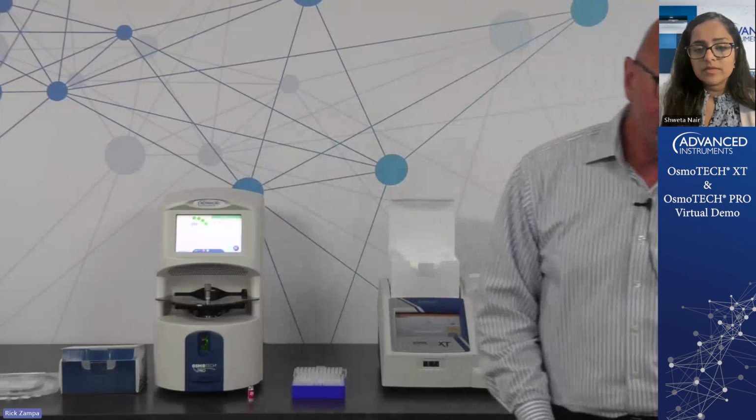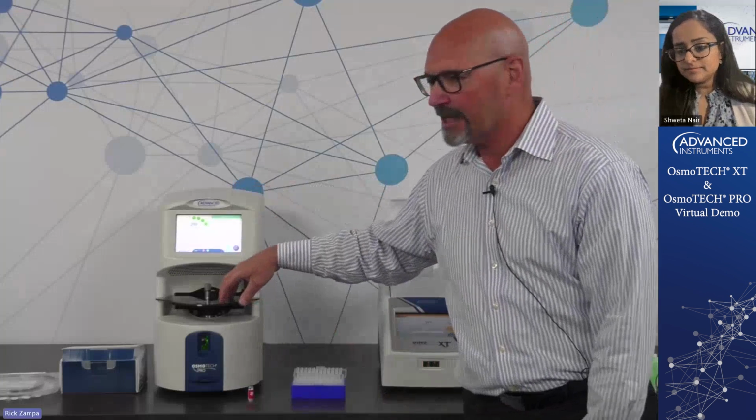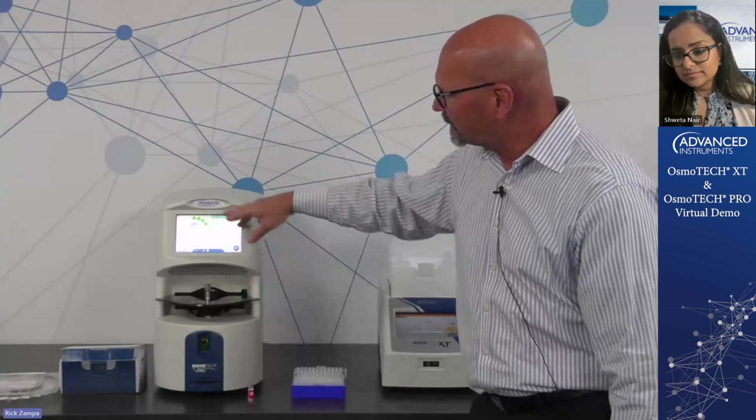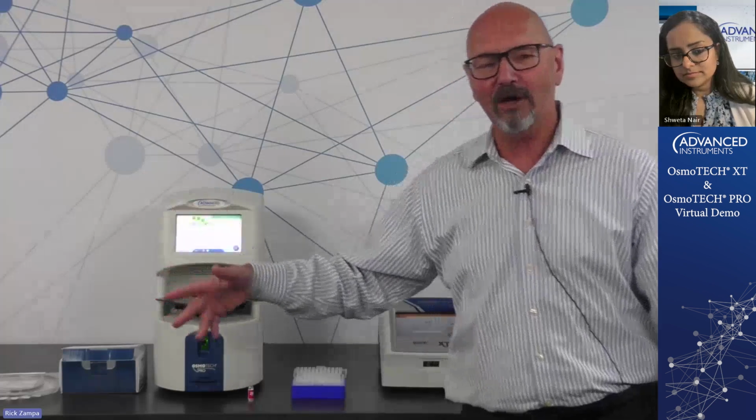Rick, maybe you could take a few minutes to talk about the difference between the Tech Pro and the HT. Sure. The OsmoTECH Pro over here is a 20-position carousel, and it's 0 to 2,000 milliosmoles, as you can see. After 20 samples, you have to remove the carousel, empty out all the samples, and then start all over again.